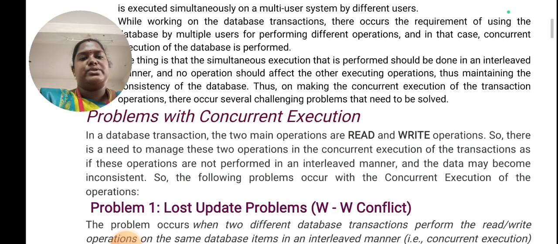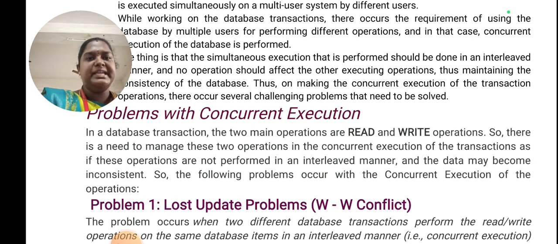Problems with concurrent executions are: in a database transaction there are two main operations, read and write. So there is a need to manage these two operations in the concurrent execution of the transactions, or if these operations are not performed in an interleaved manner, the data may become inconsistent. So the following problems occur with the concurrent executions of the operations.